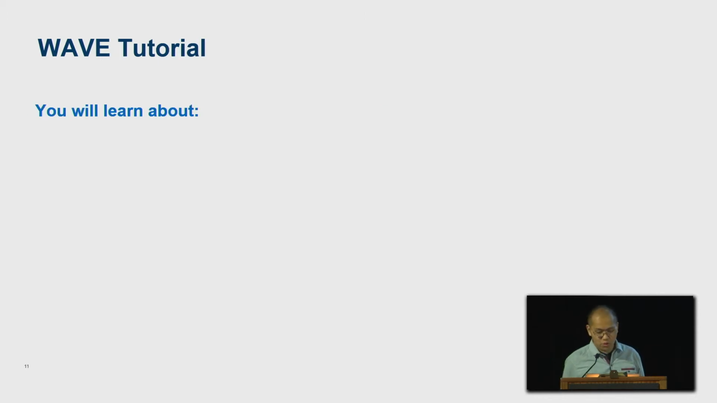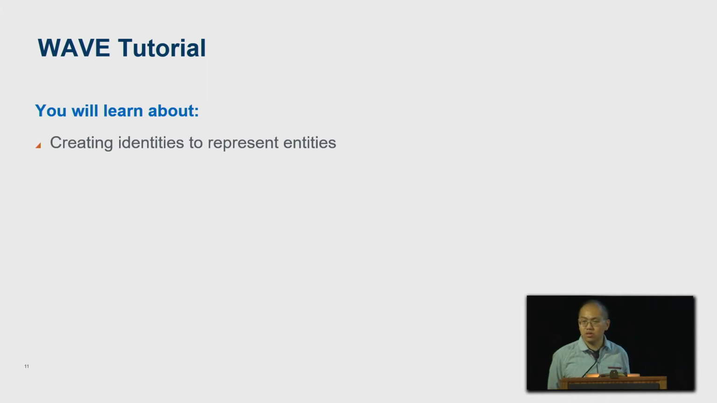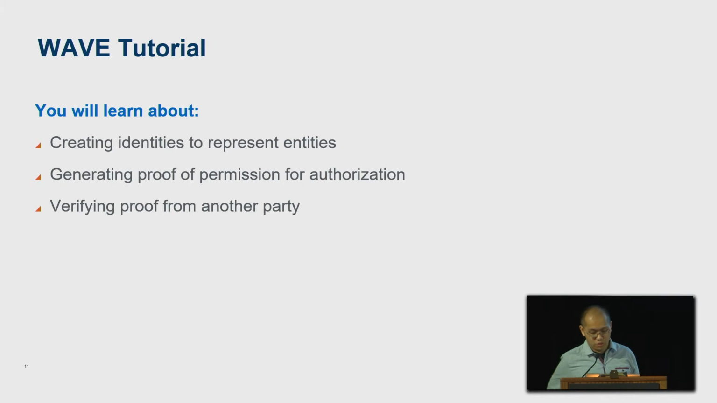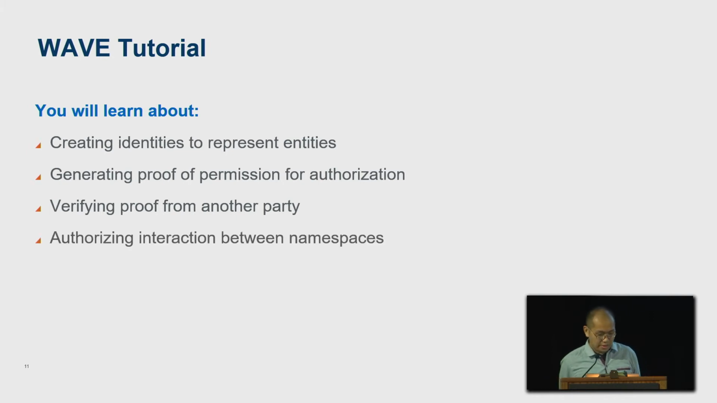Inside the Wave tutorial, you will learn how to create identities to represent entities. We will show a house with all these kinds of devices that you can control. You can generate proofs of permissions for authorization and give them to other users. You can also verify proofs that were given by another party, and so you allow them to control your devices. And then you will be able to authorize interactive permissions between namespaces, such as connecting two devices in two different homes.